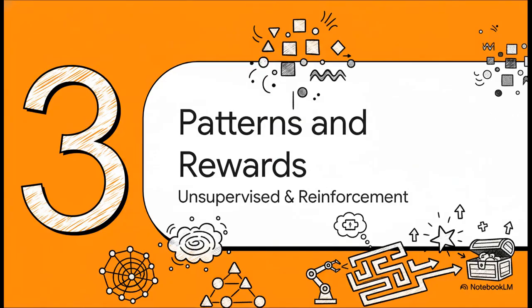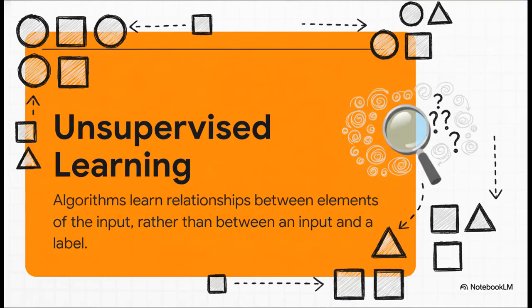Okay, but what happens when you don't have all those nice, neat labels for your data? Or what if there isn't just one single right answer to a problem? Well, that's where our next couple of learning styles come into play. So first, there's unsupervised learning. With this one, we just hand the algorithm a giant pile of data.